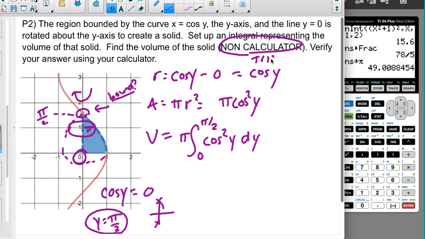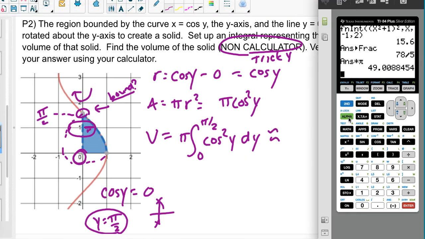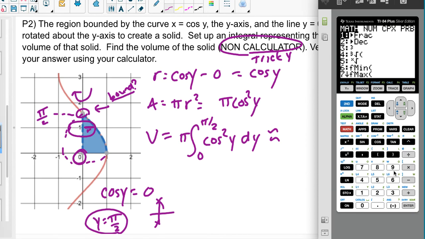I probably would let you do this one on a calculator, but I'm going to walk you through. So if you were doing this on a calculator, you'd go ahead and get the answer by doing pi, math 9, and then you'd have to do cosine of x whole quantity squared, right? Because that's how we square a cosine, is the whole cosine squared, right? Comma, with respect to x from 0 to pi over 2, right?